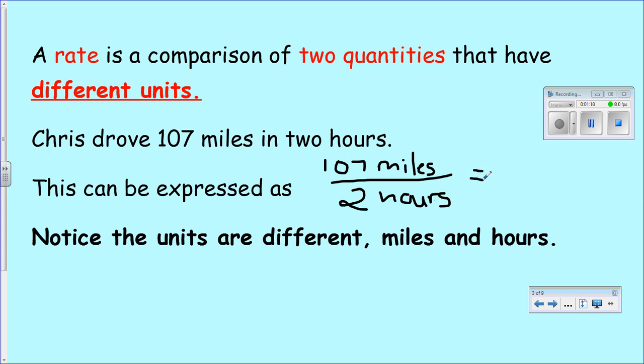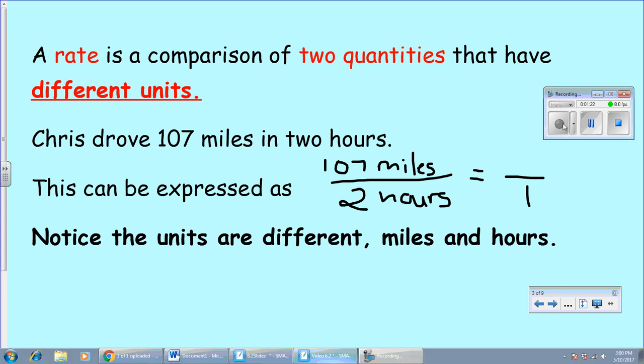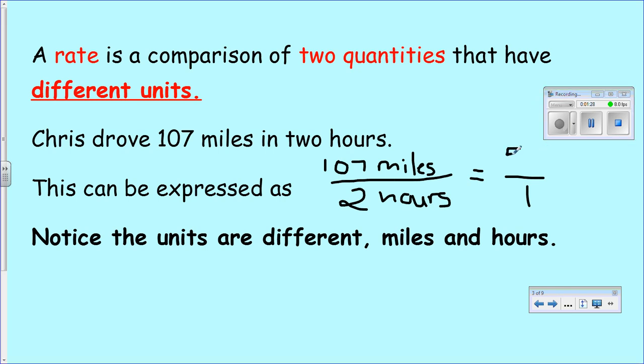And I know naturally you might want to say to yourself, well, if he drives 107 miles in 2 hours, how much would he drive in 1 hour? Take a minute to think about that. Alrighty, did you do division? 107 divided by 2 hours gives me 53.5 miles in 1 hour.